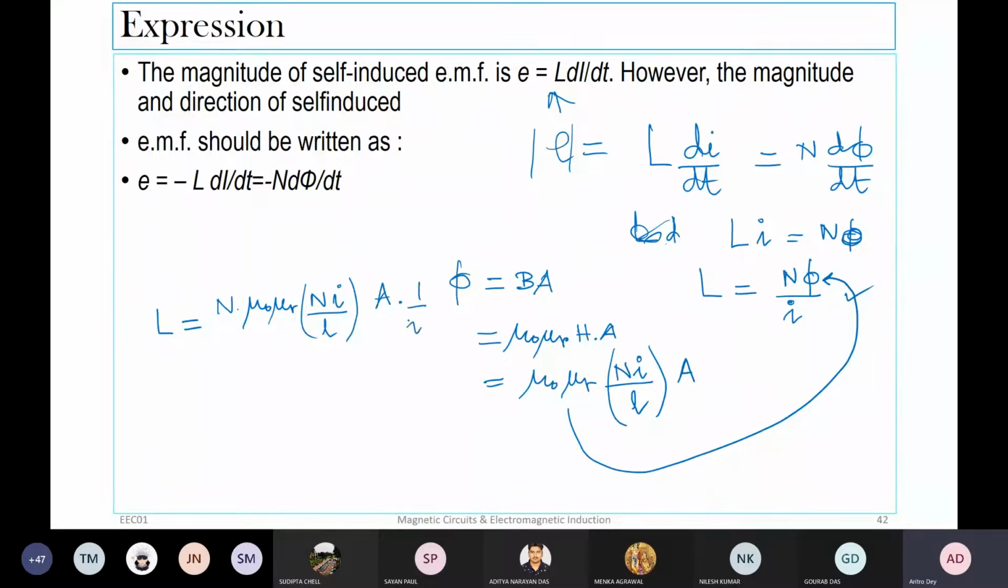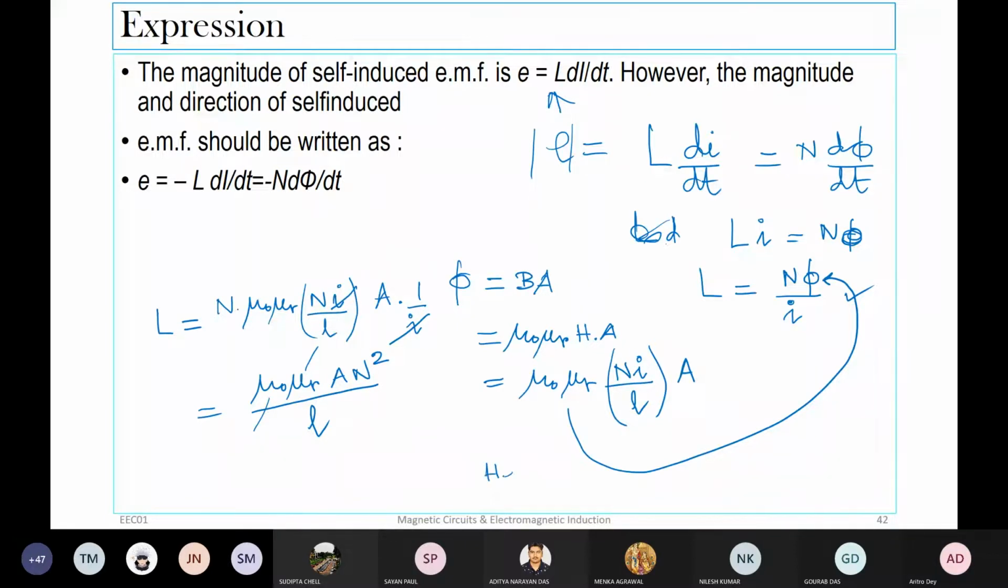So this I will cancel out and you are left with mu 0 mu R A N square divided by L, where L is the length of the magnetic circuit and A is the cross-section area of the magnetic circuit. N is the number of turns, mu 0 is the absolute permeability and mu R is the relative permeability of the magnetic material which you have used. So this is the expression of L and its SI unit is Henry.